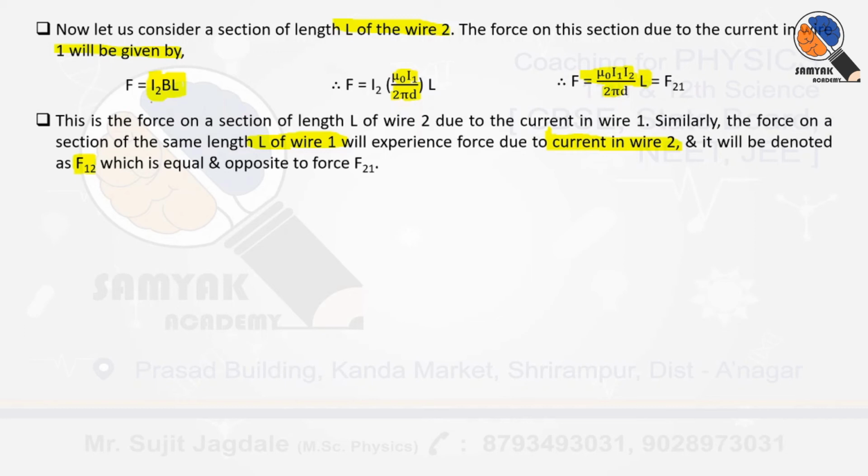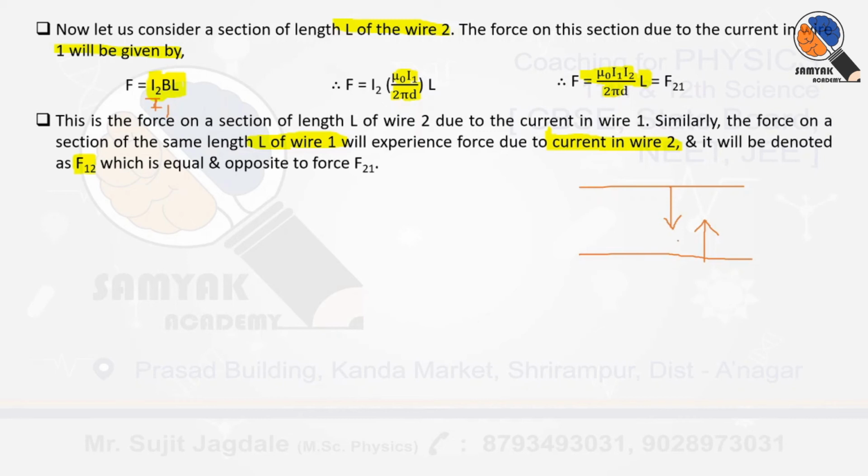Now if we consider the formula for that, again we are going to get the same formula. F is equals to, only we have to take instead of I2, I1, then into B into L, that will remain as it is. So again the formula will become I1 into mu 0 I2 divided by 2 pi d into L, and again I will get the final equation mu 0 I1 I2 divided by 2 pi d into capital L, which is the value of F12. So same value. So magnitude is equal. Suppose here two parallel conductors are there. So force acting on second conductor is directed towards the first conductor according to Fleming's right hand rule. So in the similar manner, the force acting on conductor 1 is going to be directed towards the second conductor.